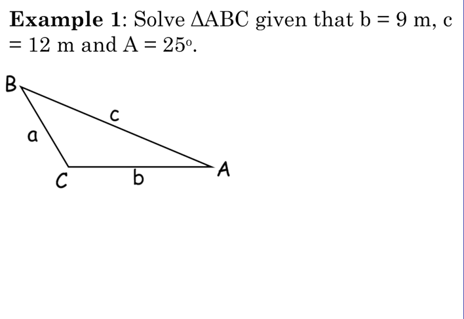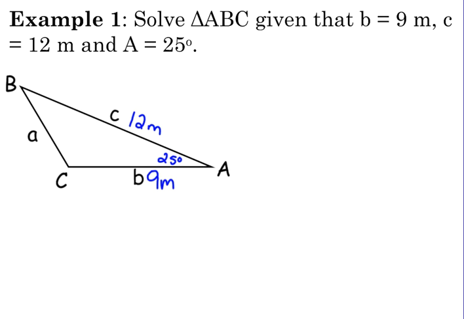All right, so let's look at this case. We are told that side B is 9 meters, side C is 12 meters, and angle A is 25 degrees. We do not have what we need for the law of sines, because we don't have any of the corresponding angles and sides. So B is 9 meters. I'm just going to label the triangle I've got here. C is 12 meters. Angle A is 25 degrees.